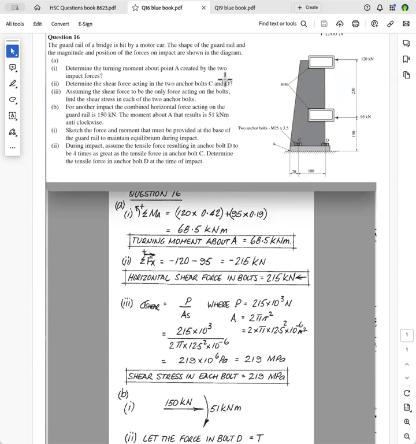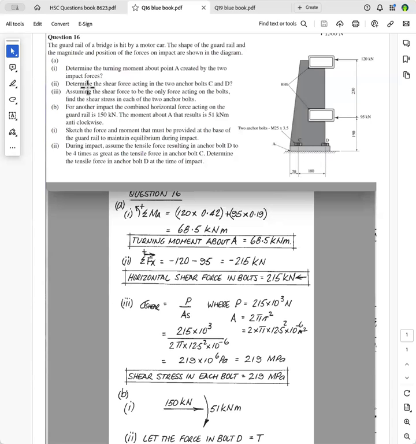So the first thing we've got to do is determine the turning moment about point A created by the two impact forces. When you're out looking at these, you'll see some of these crash barriers have a larger diameter bolt at D, because when the vehicle hits it, you're going to have a much greater force on this outside bolt. Quite a few that I've seen have a larger diameter bolt where the force will be greatest.